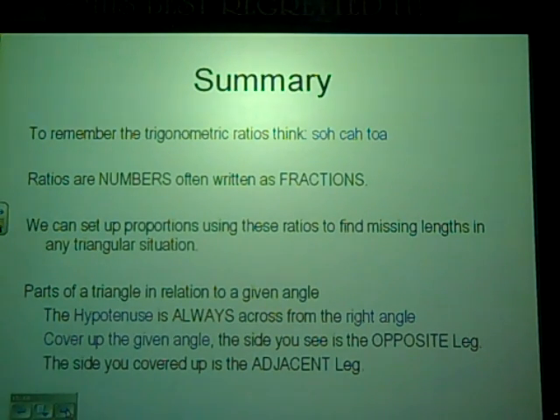Think, what do you have? What do you want? What do you need? And the parts of a triangle in relationship to a given angle: a hypotenuse is always across from the right angle. And then to find the opposite leg, just the leg opposite an angle, cover up the angle. The leg you still see is the opposite leg. The leg you covered up is the adjacent leg. Label those things before you start, and you will have a happy time with trigonometry.